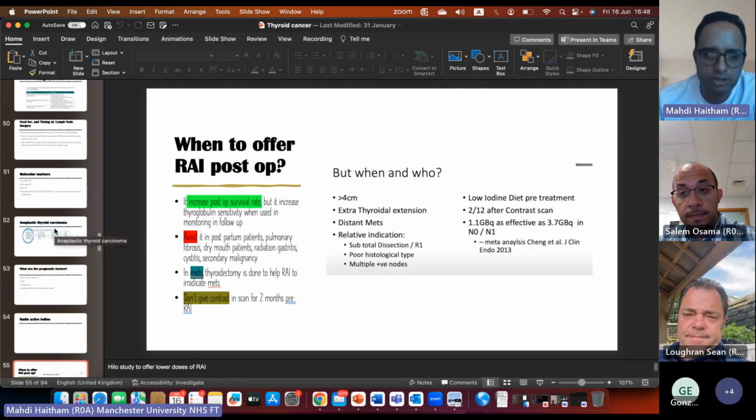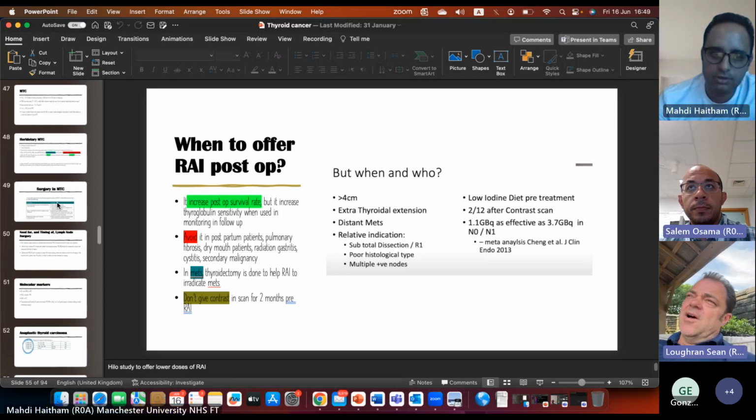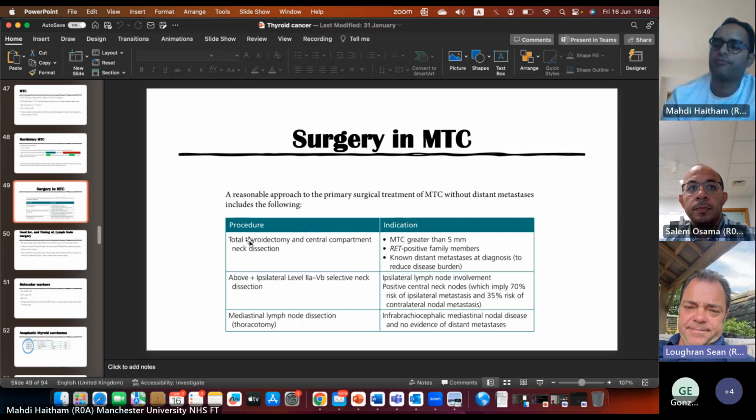Okay, but this is not the case for any child with a medullary, right? It will be a total for sure from the start. Yeah, all medullaries, apart from somebody who's very frail, would have a total thyroidectomy at the minimum, yeah.